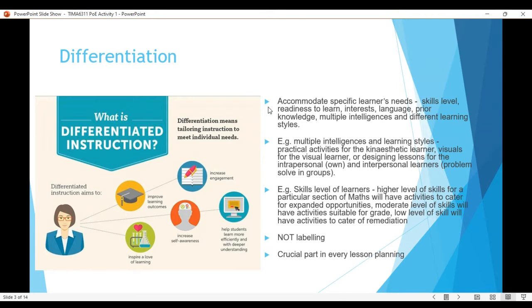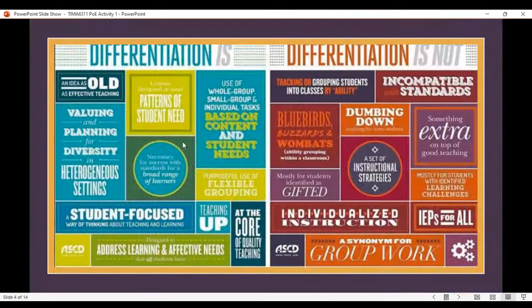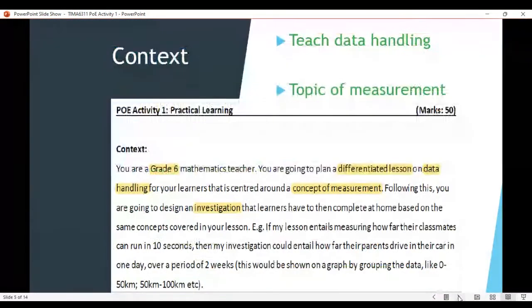Differentiate according to the content, and that's why your learner will be in flexible groups. It's a crucial part in every lesson planning, because we want to include all our learners, and our learners have different needs and different abilities, and that is why we have to differentiate. This is just a nice infograph of what differentiation is and what it is not, so you can have a look at that in your own time. So let's look at the context taken from the PoE document.